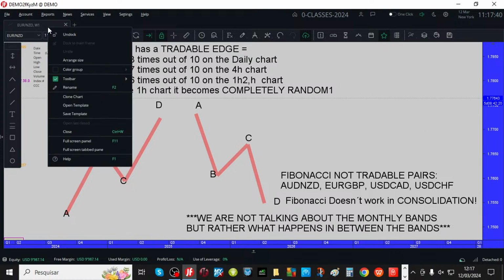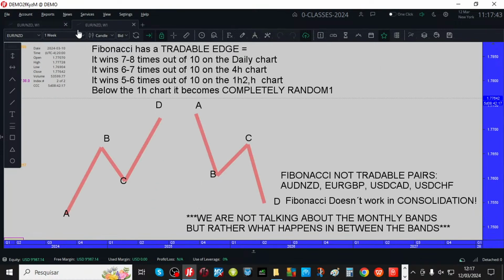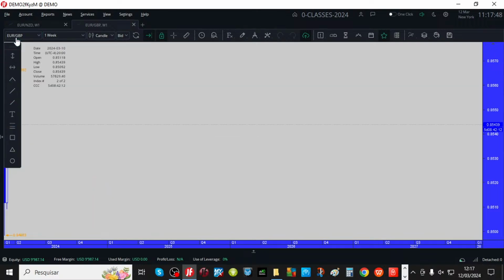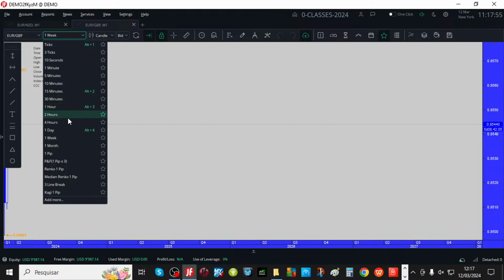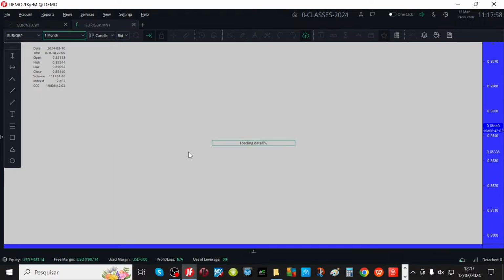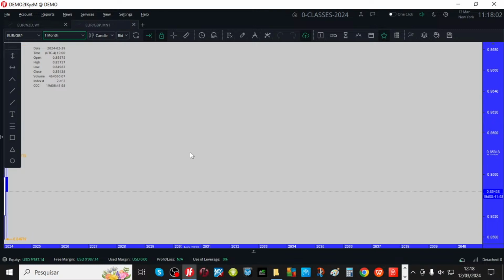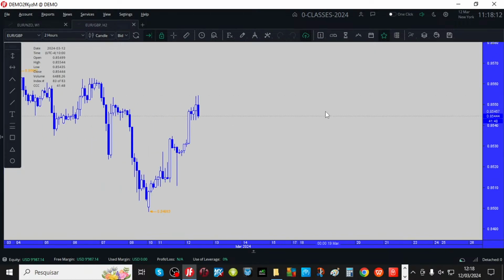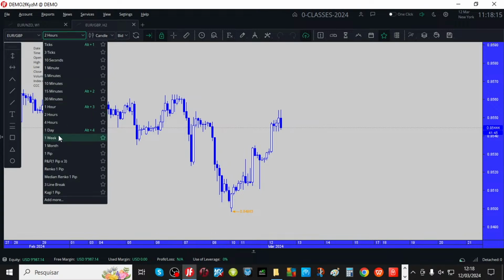Alright, so if I clone the chart and go to the Euro GBP example, come on Forex, struggling already. Dukascopy programmers, hear me out, make it better. I mean, look at TradingView, it's opening in a millisecond. This takes too long, come on.